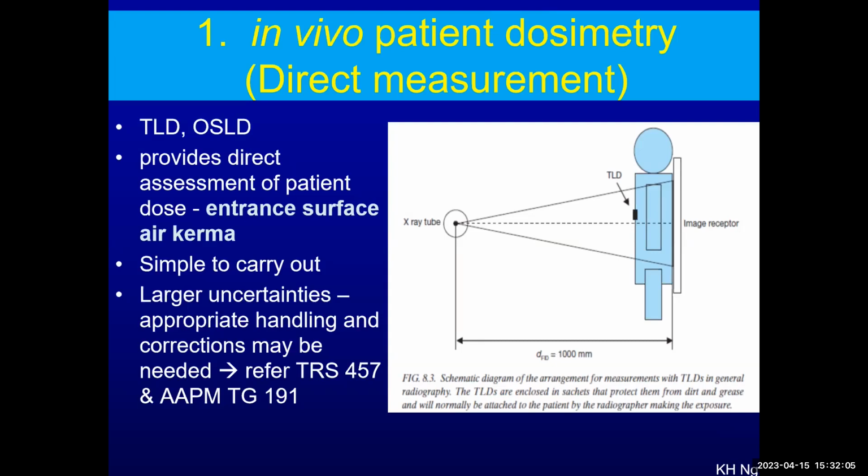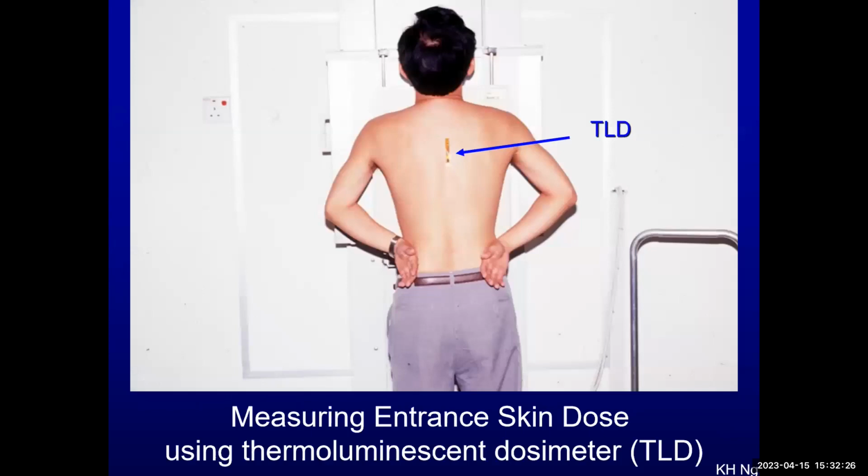Right? The TRS has a lot of chapters on how to handle type 1 error, type 2 error, uncertainty with respect to the detector, the positioning and others. Right? And TG191 from AAPM also addresses this issue, right? That's important to know. And that is close to 30 years ago when we started.